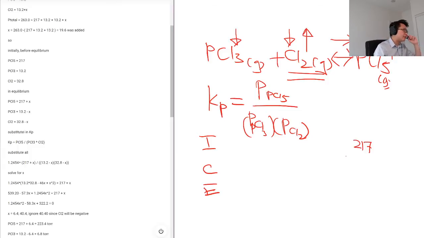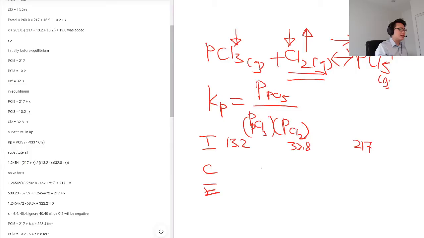Okay, so from here, we know that the PCl3 will be 13.2 torr. And then for the chlorine gas, we will have 13.2 plus 19.6. If you see that on the left, we already have 19.6 of chlorine being added. Okay, so if you do the math, you should be able to find that it will be 32.8. So I'm going to change it to 32.8.